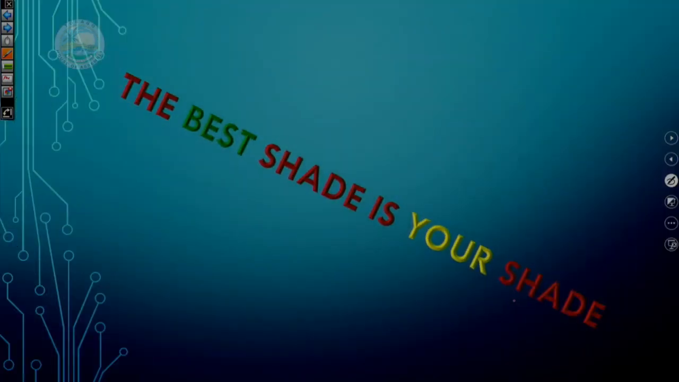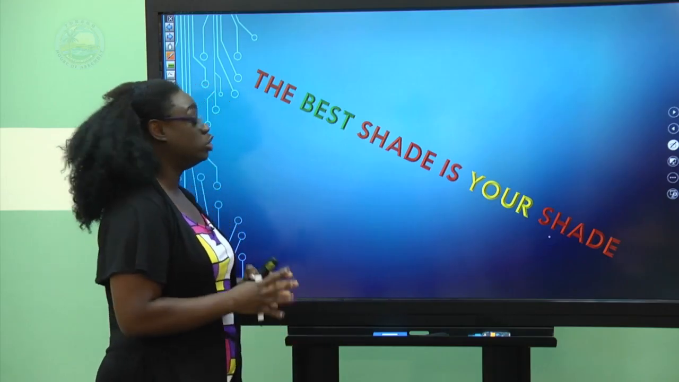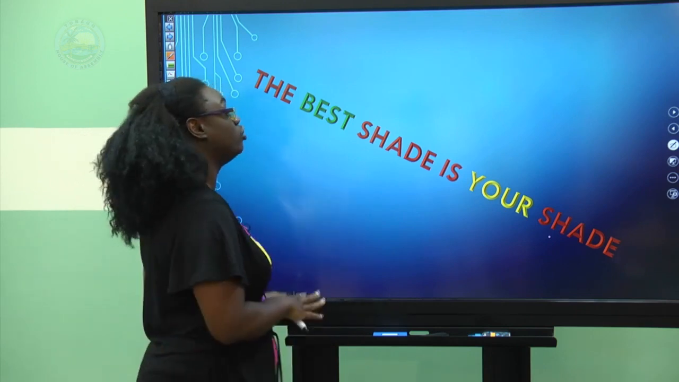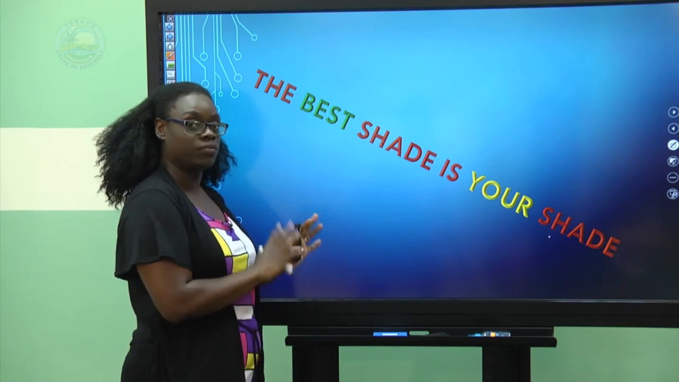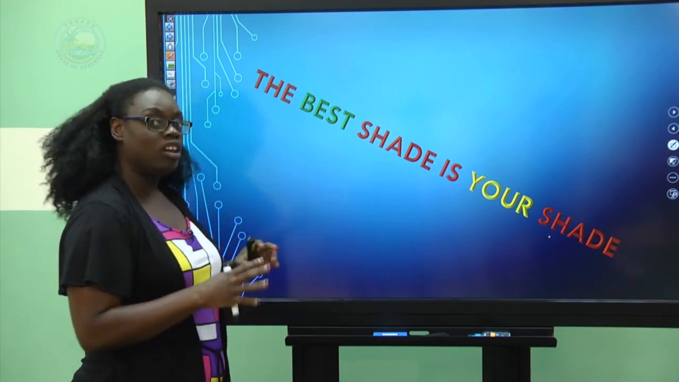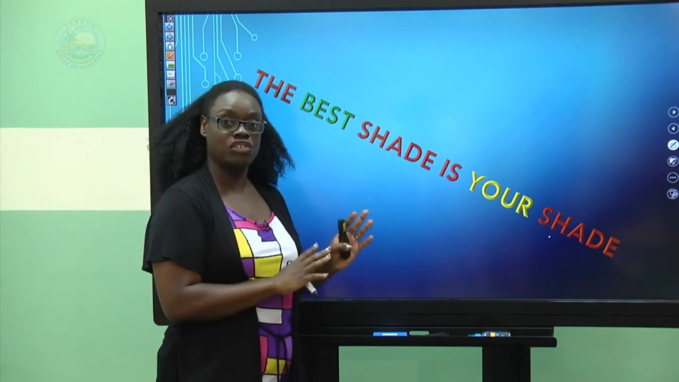Now that is going to wrap us up with this subject of irritability. I just want to leave you with this for those persons who have whatever it may be, self-esteem issues, you don't like the color of your skin for whatever reason, and you're considering using the products of the fade creams. Remember, the best shade is your shade. Love yourself and love the skin that you're in. This brings us to the end of irritability.